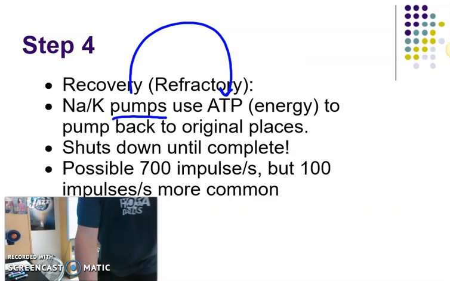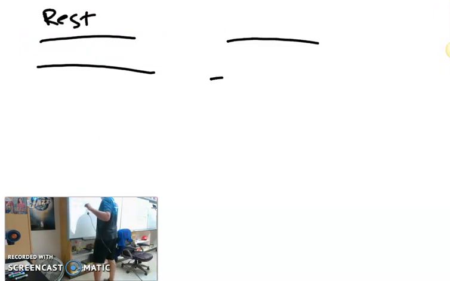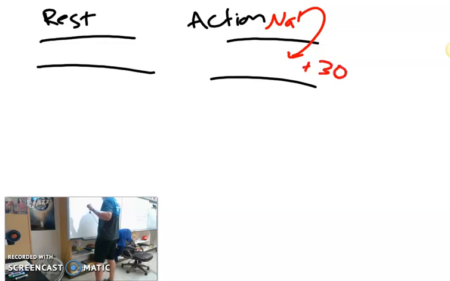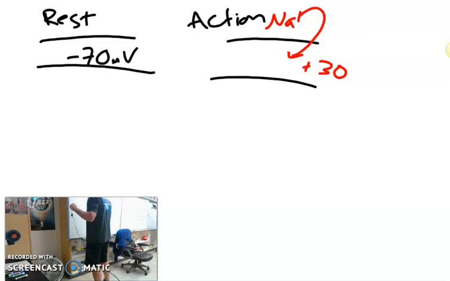Now, don't get me wrong. I think it's so much easier to teach like this. I think it's easier to teach stage 1, okay, resting, stage 2, action. And if you remember action, okay, that's where sodium comes rushing in, zoom, to get to positive 30. Down here, we started at negative 70 millivolts, okay? Then we go to stage 3.